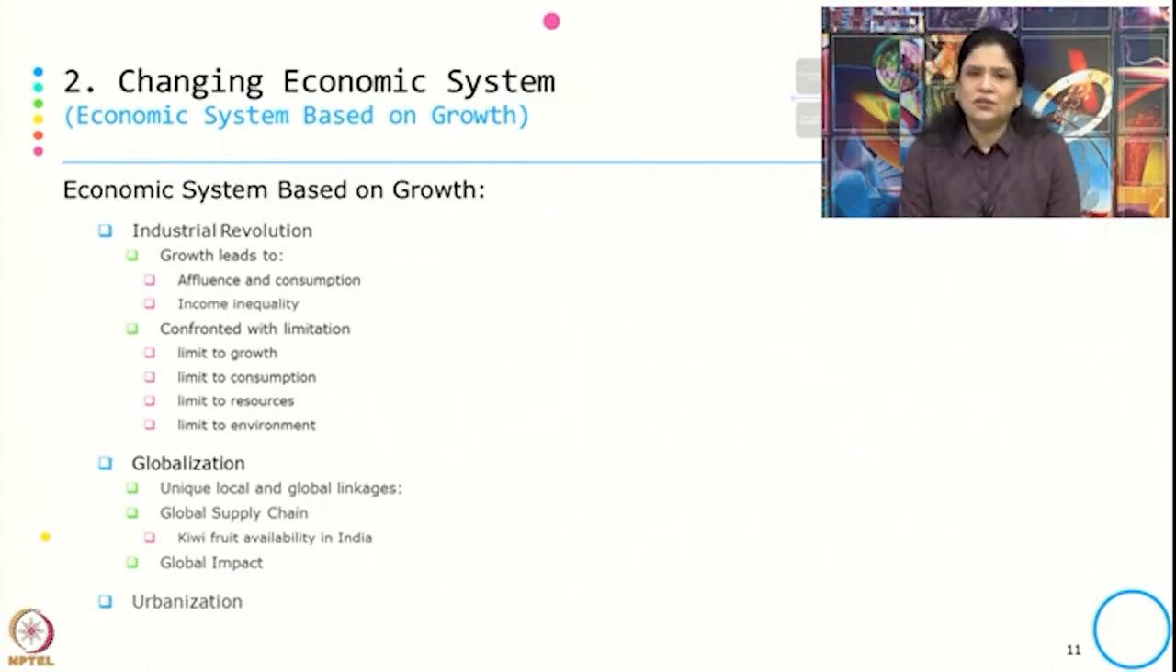Now, when there is growth, that leads to one positive thing: there is affluence in the system, there is consumption in the system. More affluence, more consumption. Again we will talk about the IPAT model, how we link our activity and our impact on the environment. Also, at the same point of time, this leads to inequality in income. Growth leads to affluence and consumption, and leads to inequality of income, but it is confronted with limitations. What are those limits? Limits to growth, limits to consumption, limits to resources, and limits to the environment. There is affluence, and there is a limit. This gives us the impact.